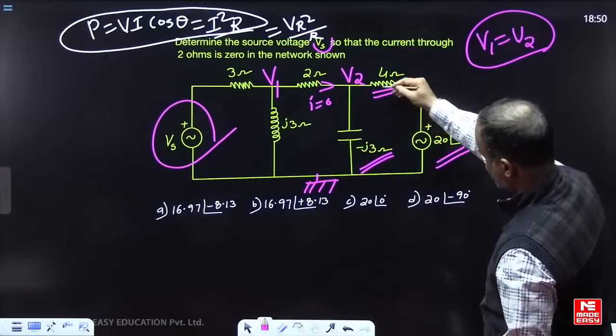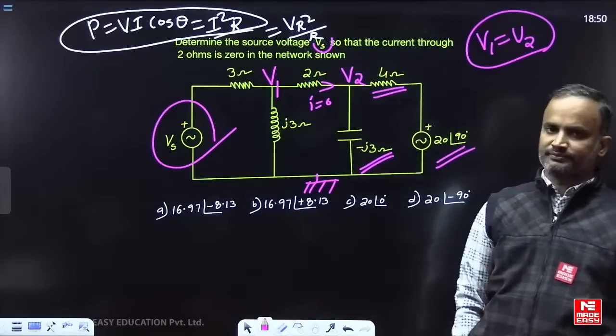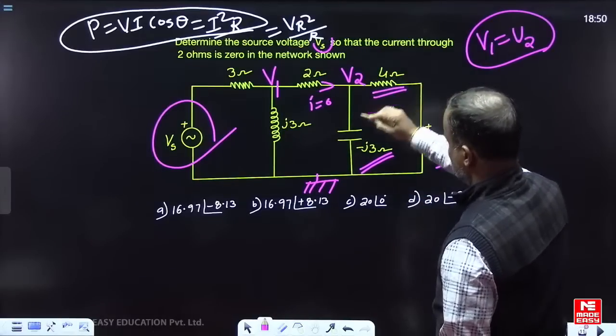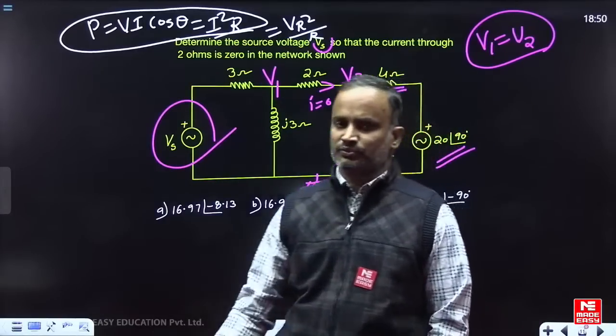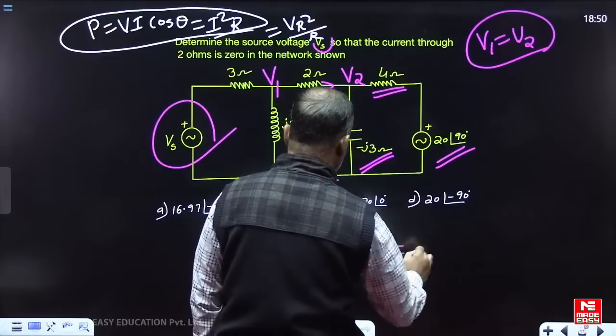Because of this source the current circulates only in this portion. In the question itself it is given that no current is flowing in this one. Then this voltage will be distributed across the first element and the second element. Voltage across the capacitor, can I name this as V2? To find out the V2 value, can you apply the voltage division technique?